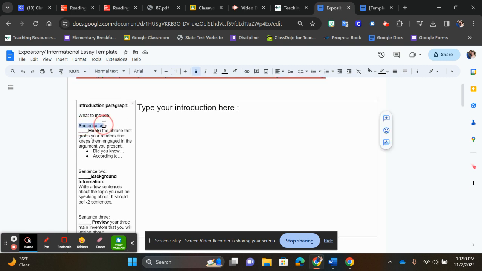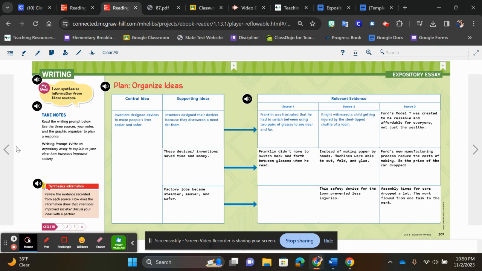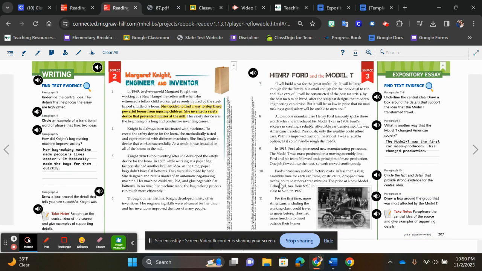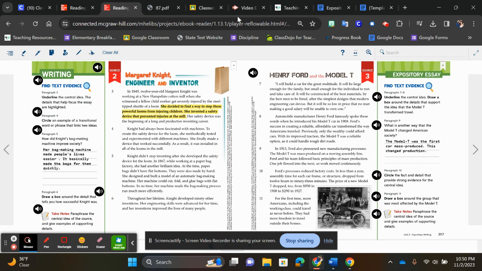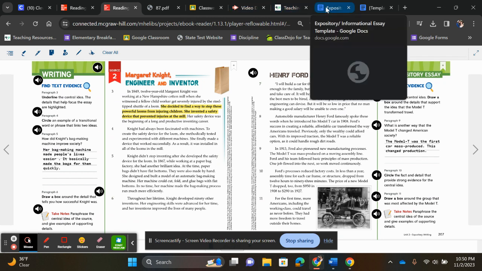So your first sentence in your introduction is going to be your hook. That's going to be that phrase that grabs your reader's attention, keeps them engaged. You could use did you know, you can use according to. That's totally up to you. I suggest going back into the reading material here and maybe finding an interesting fact of some sort that you were interested in and maybe starting it that way. That would be my suggestion.